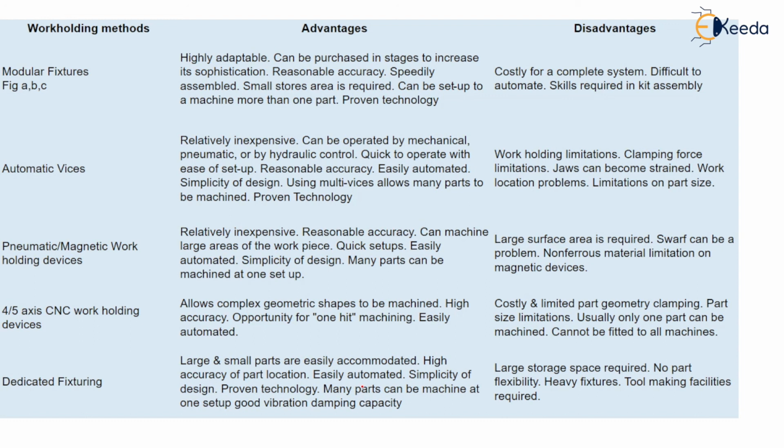Then dedicated fixturing, that is, for a particular object or purpose. Large and small parts are easily accommodated, with high accuracy of part location and simplicity in design. Many parts are machined in one setup, with good vibration damping capacity. The disadvantages for dedicated fixturing are that large storage spaces are required, there is no part flexibility, fixtures are heavy, and tool making facilities are required.